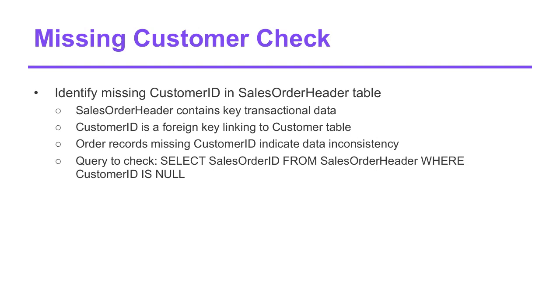In this check, we focus on identifying any missing customer ID values in the sales order header table, which holds critical transactional data. The customer ID acts as a foreign key linking each order record to the customer table. If any sales order header records lack this customer ID, it signals a data inconsistency that could affect order tracking and reporting. To find these missing entries, we use a simple SQL query that selects sales order ID where customer ID is null. This helps us pinpoint records that need attention, ensuring the integrity and accuracy of our sales data.